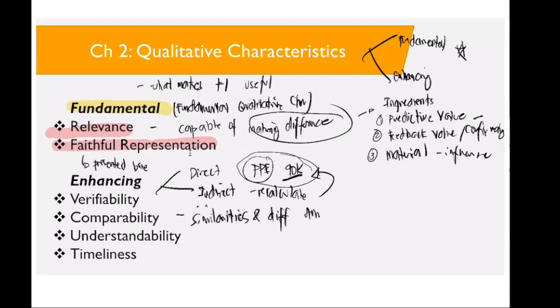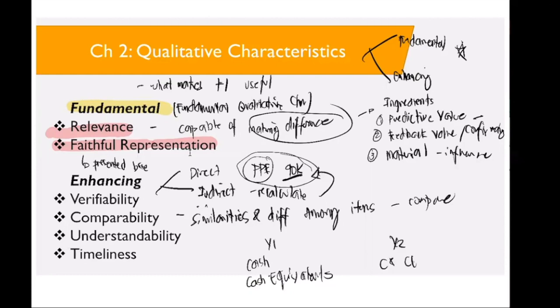Okay, so when we say similarities and differences among items, we try to compare items. So we compare items from one to another. So for example, guys, in year one, you presented here cash, and then we have here cash equivalents in your financial statement. In year two, you presented cash and cash equivalent.